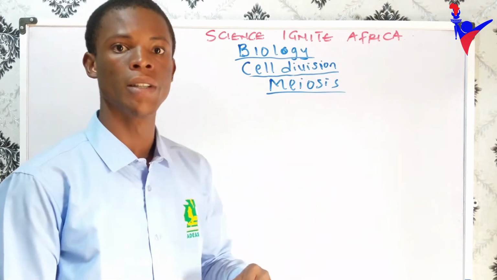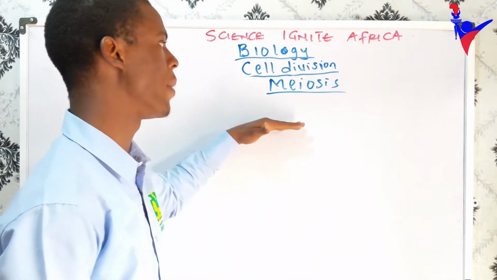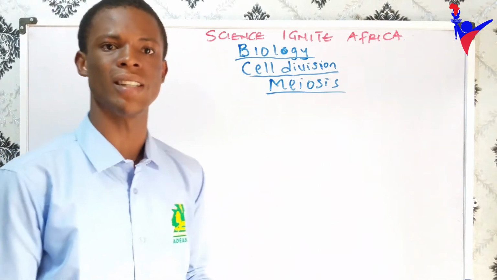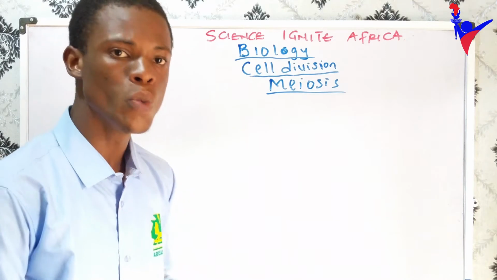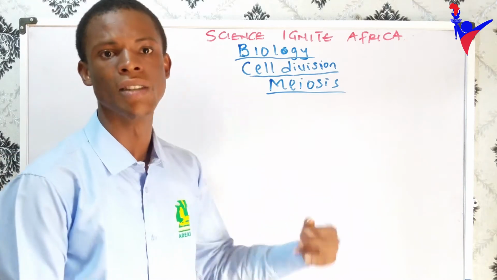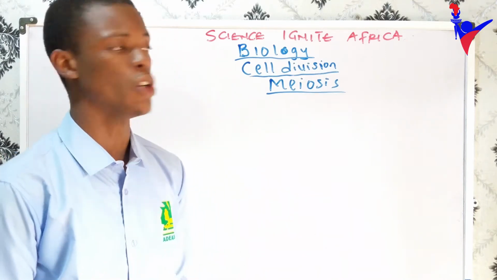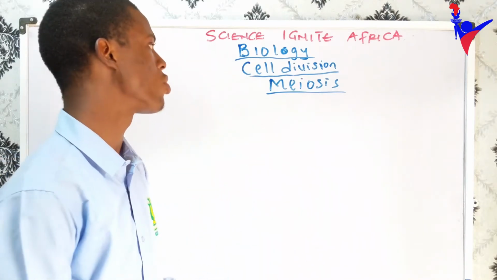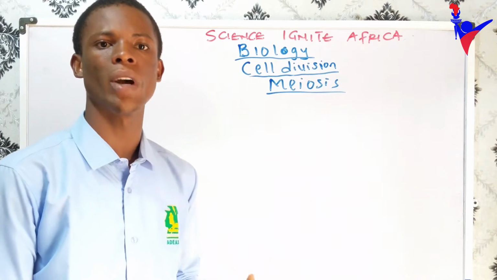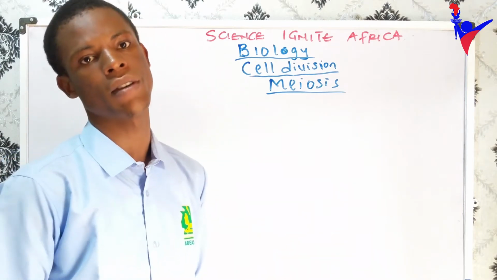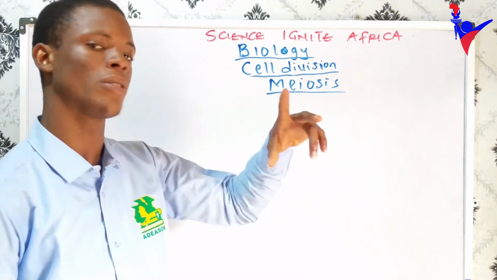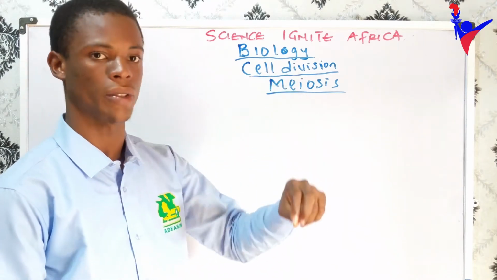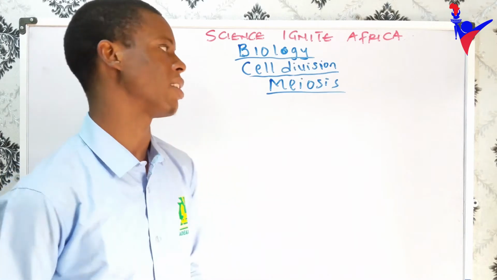The main division in meiosis leads to what we know as gamete formation. Meiosis is a cell division in which there is a reduction in the number of chromosomes, and four haploid daughter cells are formed. So you start with a single cell and you have four daughter cells.